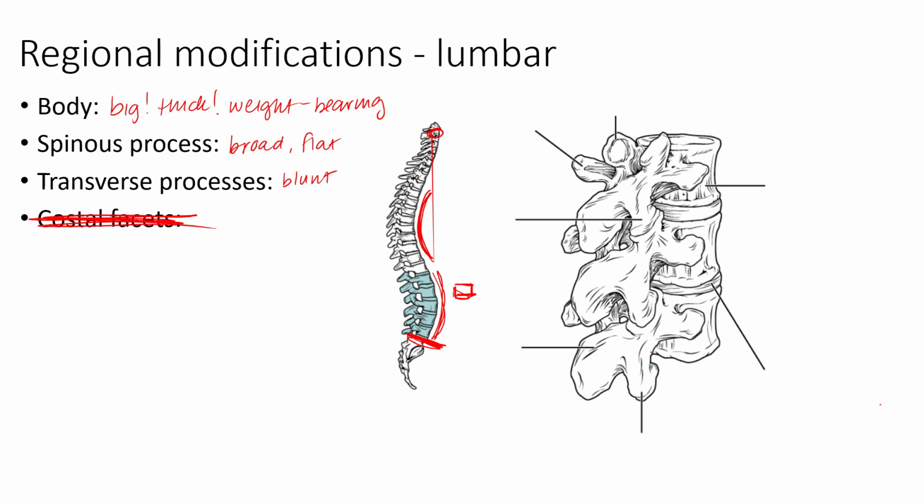Whenever you see a quote unquote typical example vertebrae that's supposed to be a catch-all, you're probably looking at a thoracic vertebrae. This doesn't really have many modifications of its own, except for those gigantic bodies and the gigantic intervertebral discs that are really just there to carry weight.